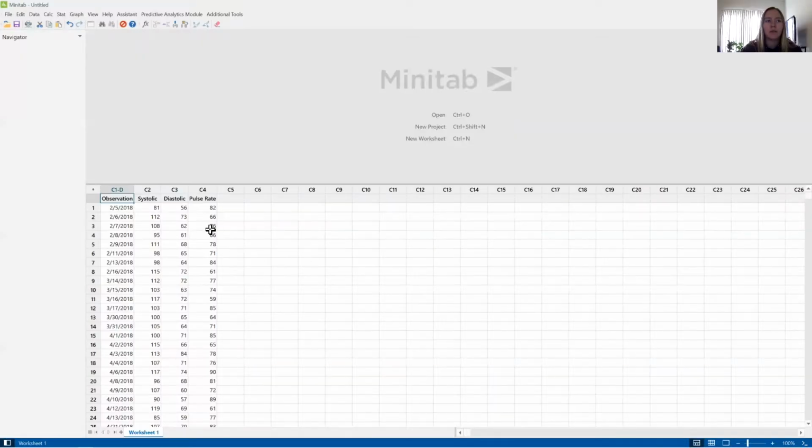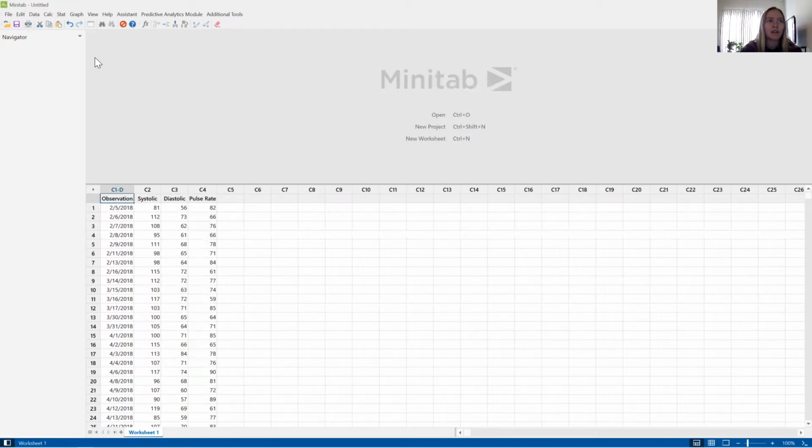Okay, so now once we're in Minitab, we can go ahead and insert all the data from our problem. We're given the observation dates. As you can see, it's within the span of a couple months. And then we're also given the systolic blood pressure, diastolic blood pressure, and the pulse rate.